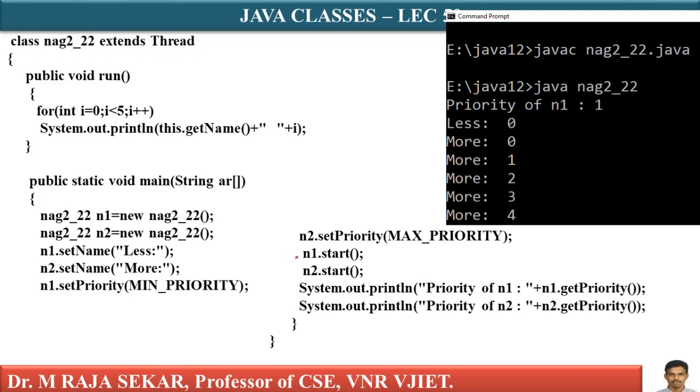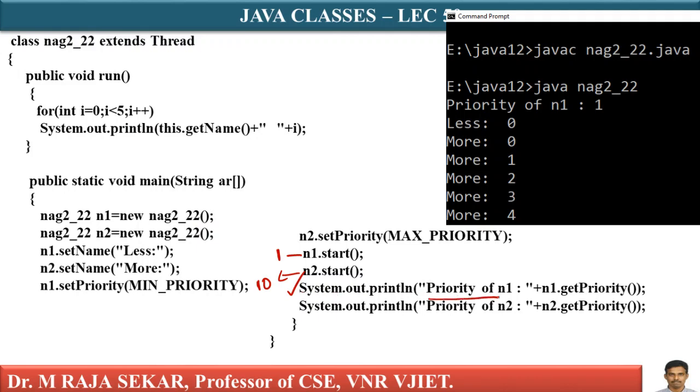But what is the priority of N1? The priority of N1 is min_priority, which means its priority is 1. It has got minimum priority. N2.start. What is N2's priority? Max_priority is 10. N1.start, N2.start means they will go to the run method. Of course, by the time they reach the run method, this particular statement will get executed.